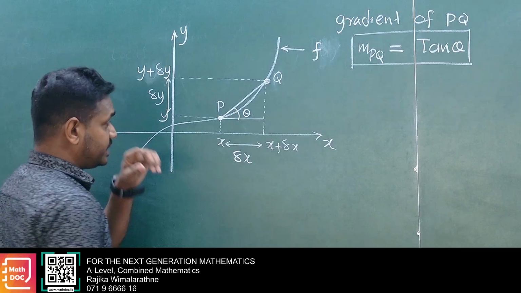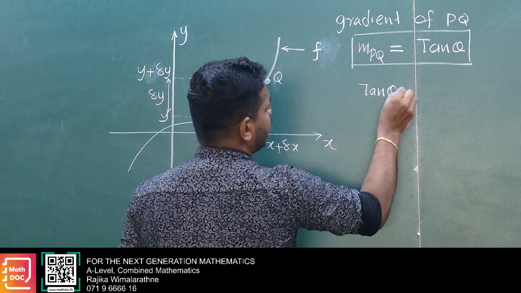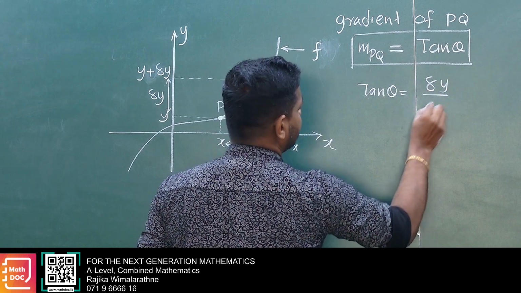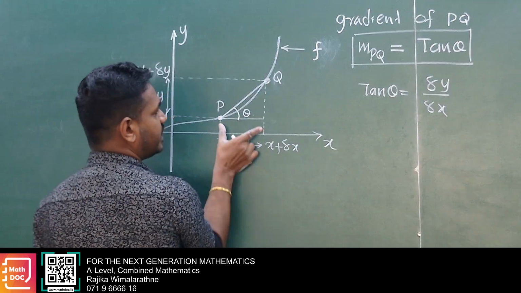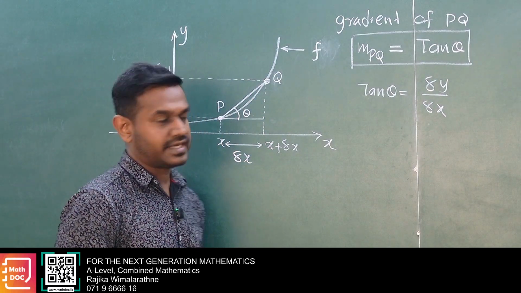Now I'm going to do this. Here the tan theta value equals delta y divided by delta x, no? Here delta y and here delta x. Delta y divided by delta x.